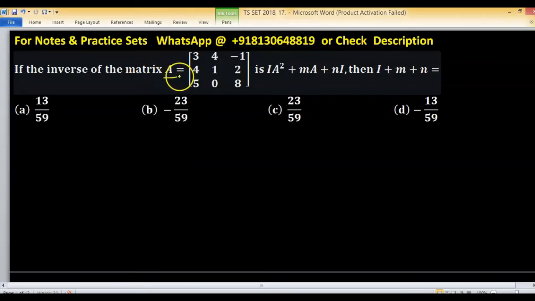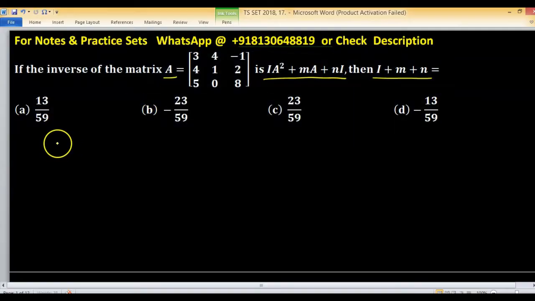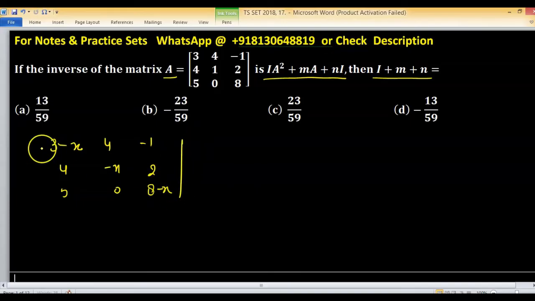If the inverse matrix of A can be written in this form, then we have to find the value of this one. This is I plus M plus N. So first try to find the characteristic polynomial for matrix A. You can expand: 3 minus x, 4, 5; 4, 1 minus x, 0; minus 1, 2, 8 minus x. This matrix is coming from A minus xI. To evaluate the characteristic polynomial, we expand this one.